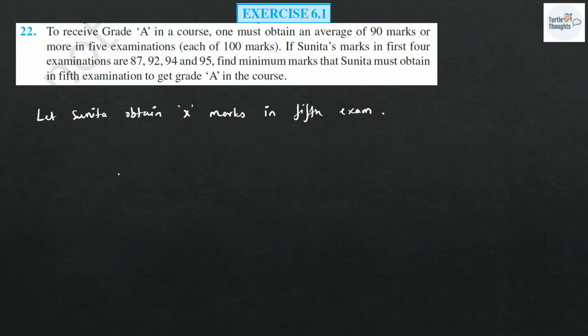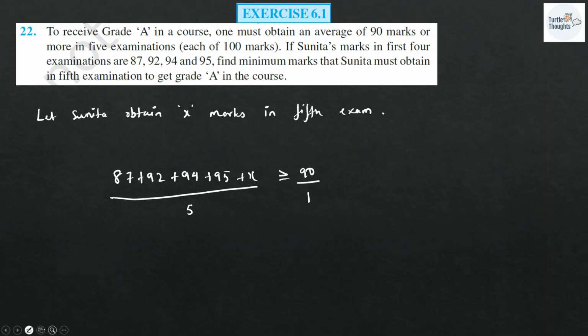What does this mean? This means that (87 + 92 + 94 + 95 + x) divided by 5 is going to be greater than or equal to 90. 90 can be written down as 90 over 1, and now you can cross multiply. Before I cross multiply, I can just add all of them.